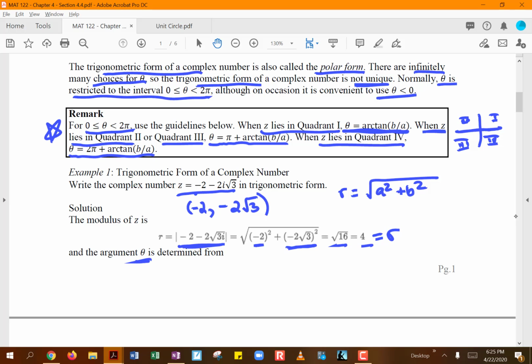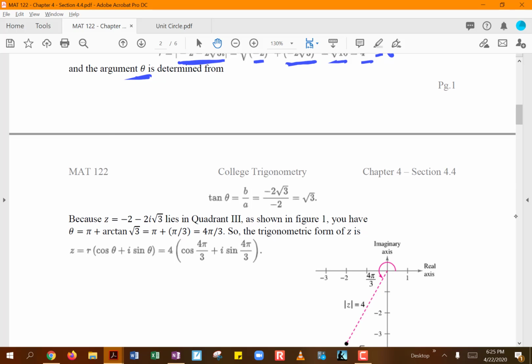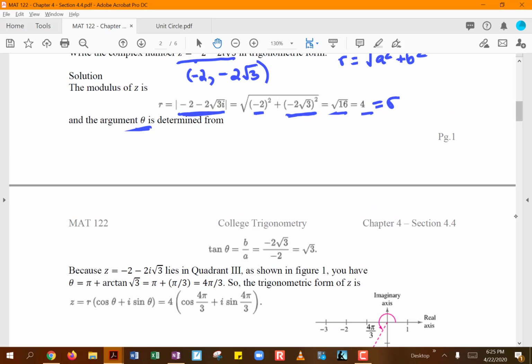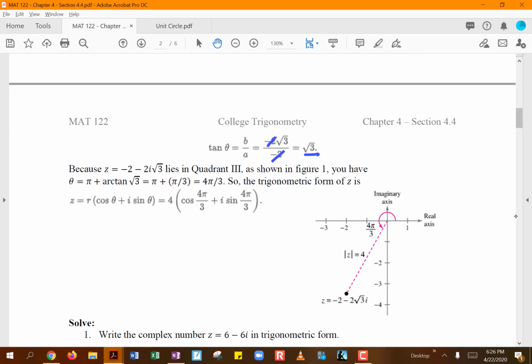Now we need to figure out what our argument theta is going to be. So again, start out with tangent of theta equals b over a. So again, our b value is negative 2 square root of 3 over a value, which is negative 2. So your negative 2s cancel out, leaving you behind with square root of 3. Now, if you just look at this ordered pair, negative 2 and negative 2 square root of 3, you will see that our complex number is going to fall in quadrant 3.